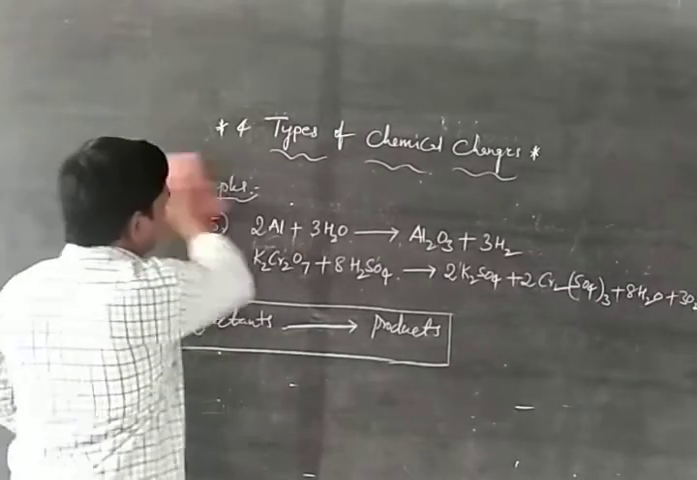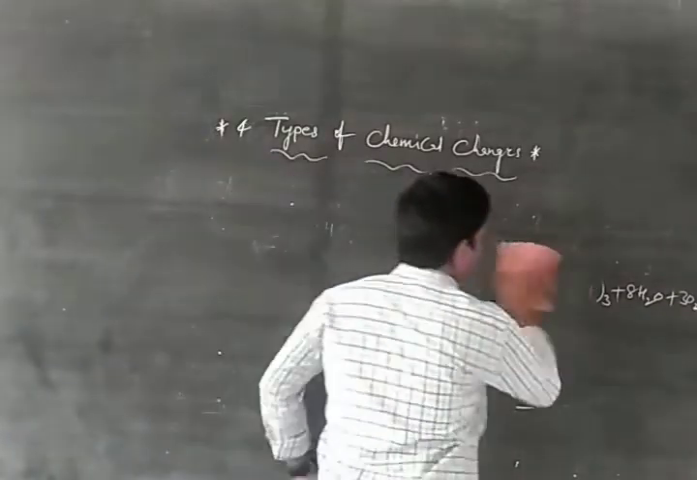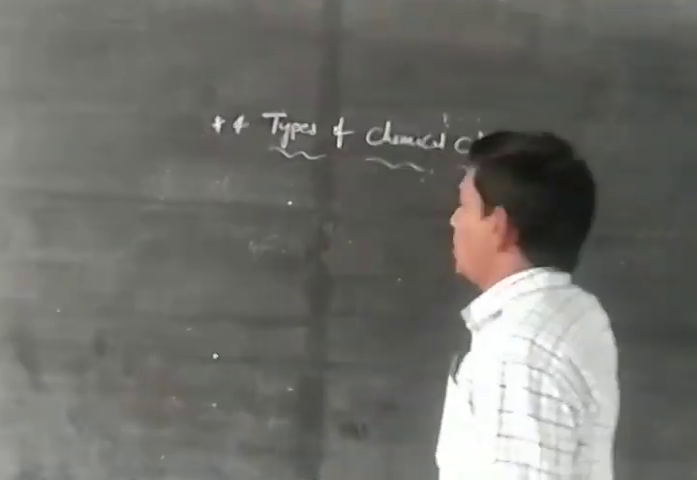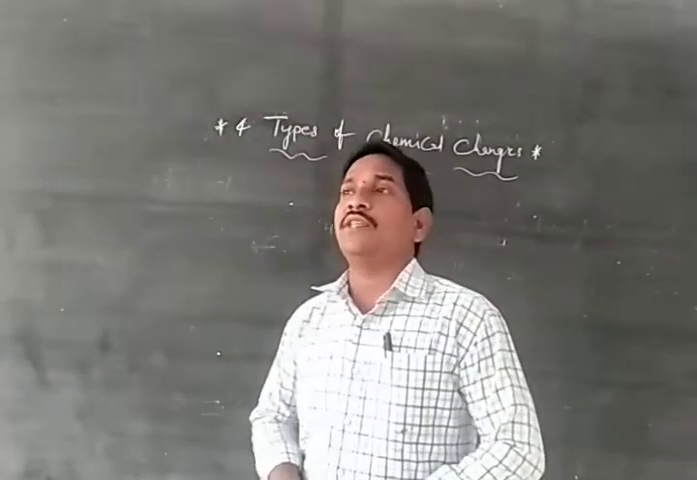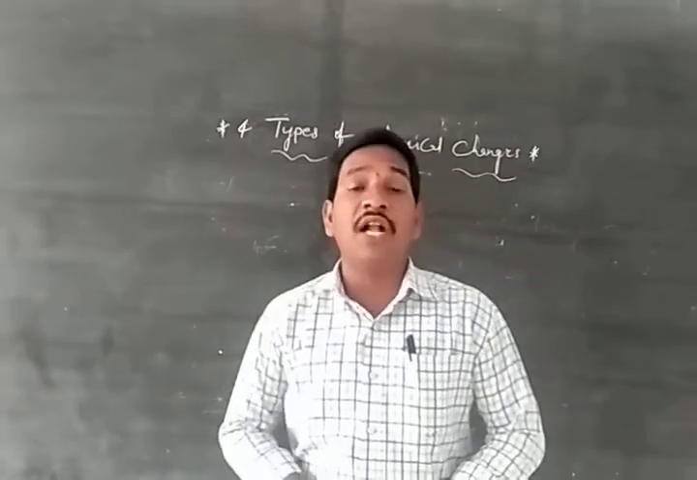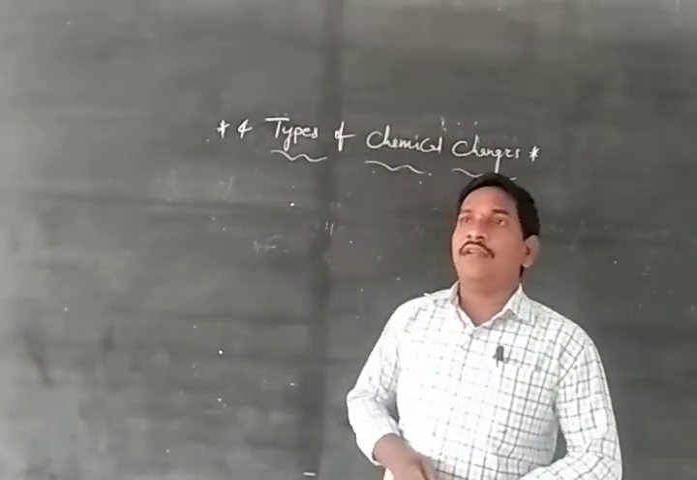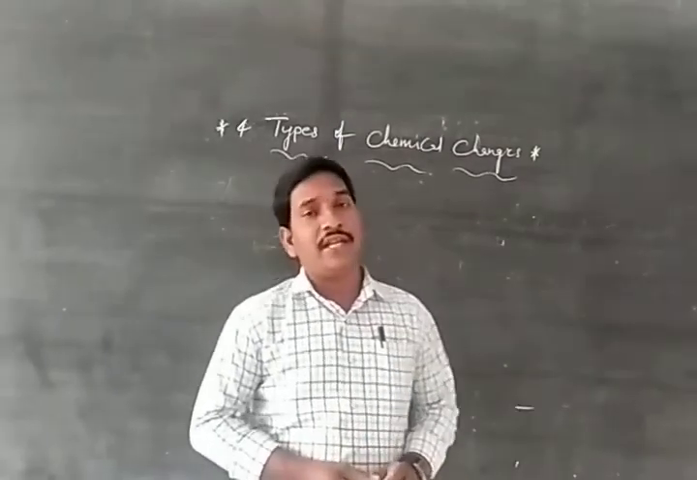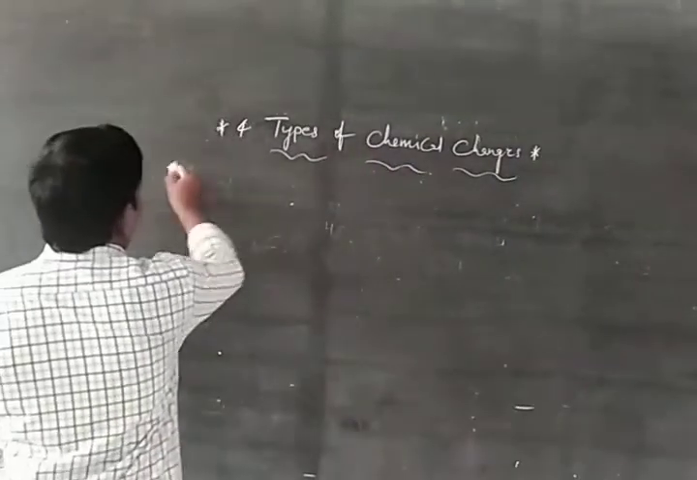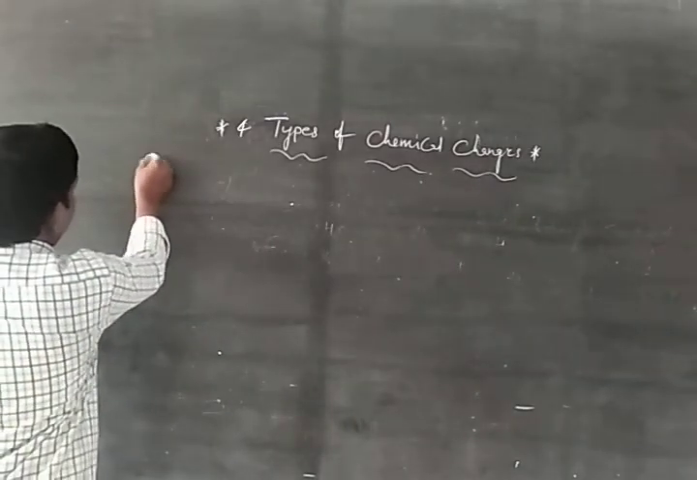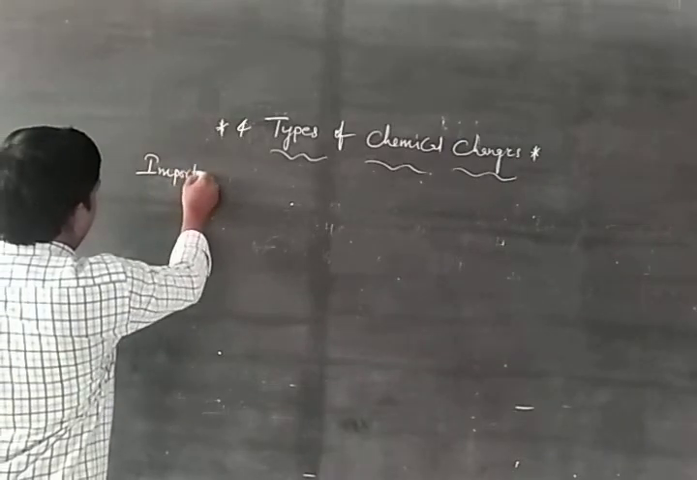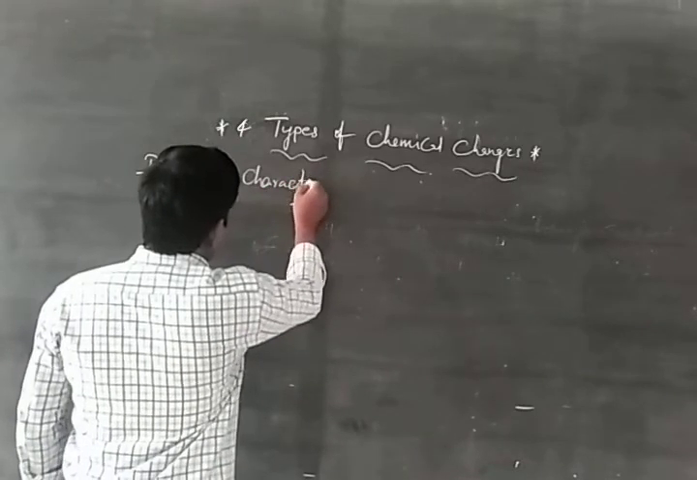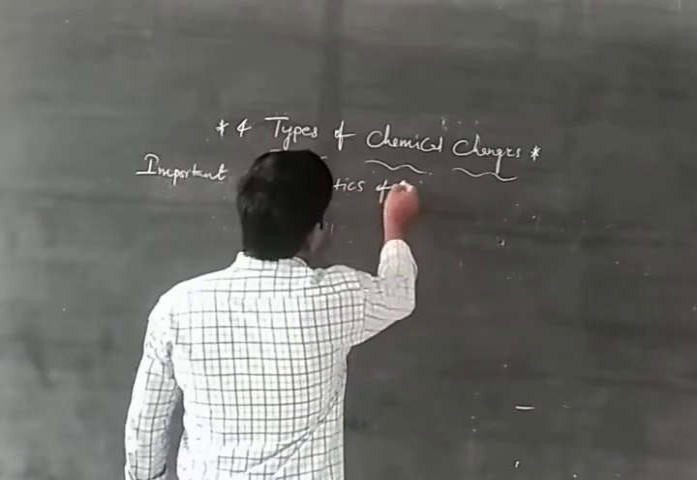Now some important characters of chemical reactions, chemical changes. Some important characters of chemical changes, that is, first one is evolution of gas and formation of precipitate and change in color, change in temperature and change in state.